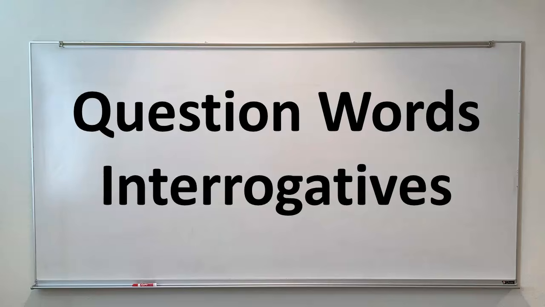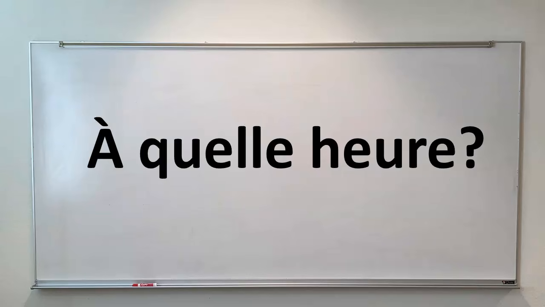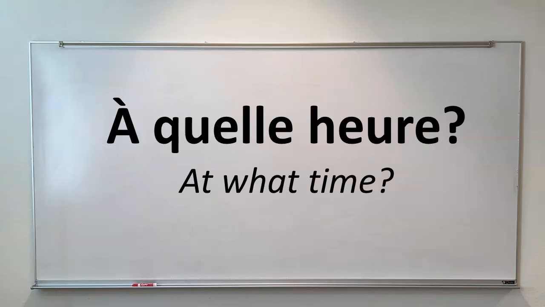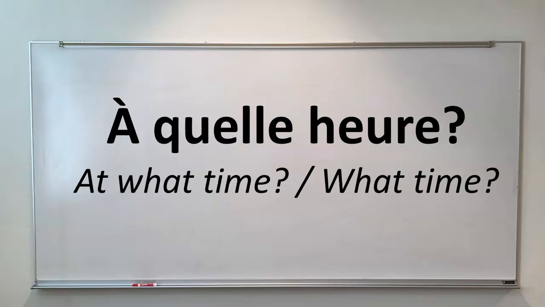Okay, so in this lesson, we are going to look at the interrogative à quelle heure. What does à quelle heure mean? À quelle heure means at what time, or simply what time. We often omit the at in English. There really isn't a whole lot to say about à quelle heure in terms of grammar, so let's go ahead and look at some examples. Let's see how it's used in French.